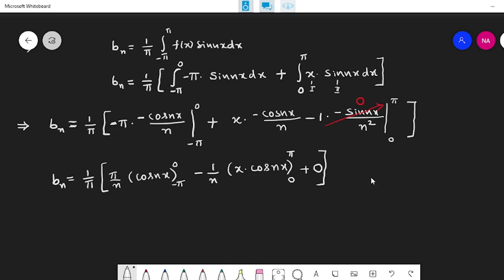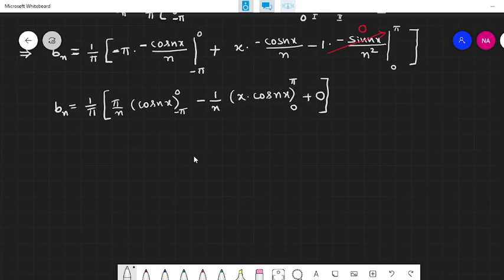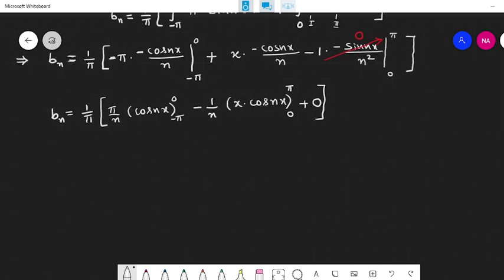Yes. Now, let us apply limits carefully. Bn equal to 1 by pi by n times, applying upper limit, you get cos 0. Okay, first I'll write cos 0, minus, applying lower limit, we get cos n of minus pi.